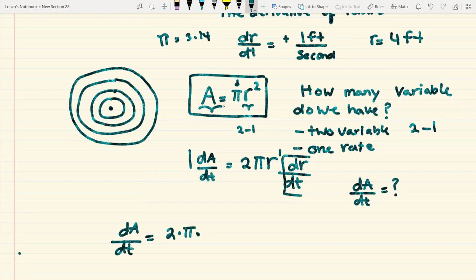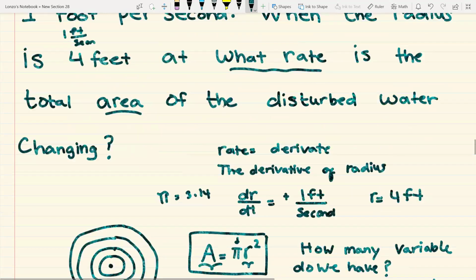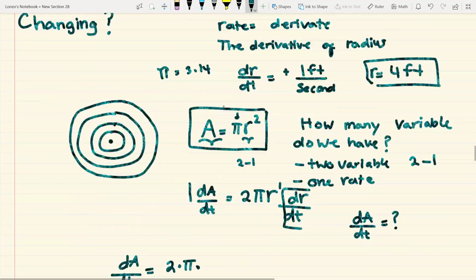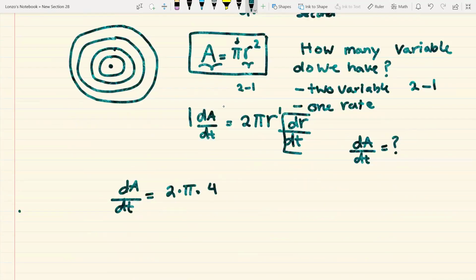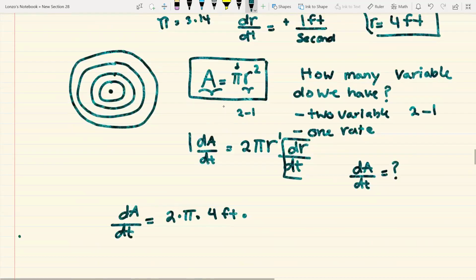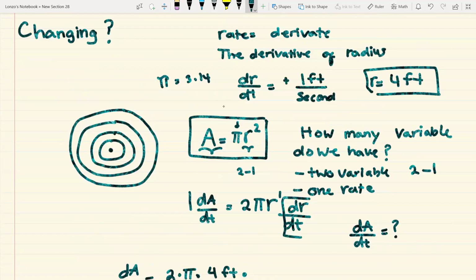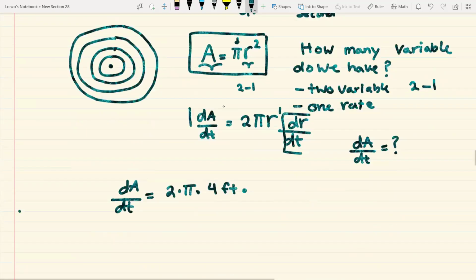So it's going to be 2 times pi times r. Now, do we have a radius? Yes, we do. It is 4 feet. And make sure you keep the units, because our units are very important. So 4 feet, times dr dt. dr dt is a speed. Do we have a speed? Yes. Our first derivative is 1 feet per second. So make sure you keep the unit.